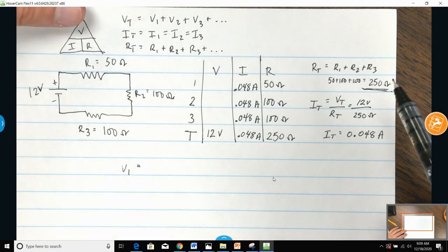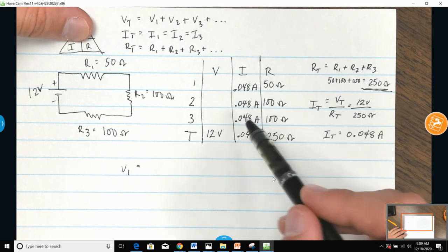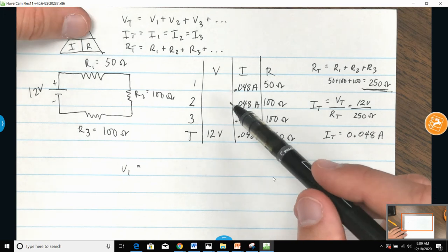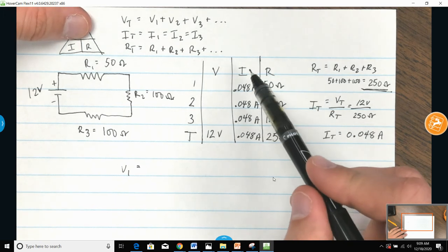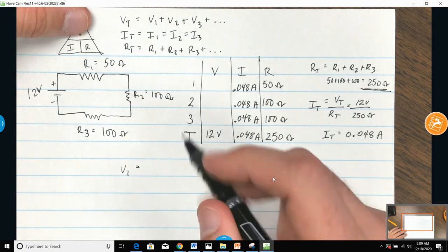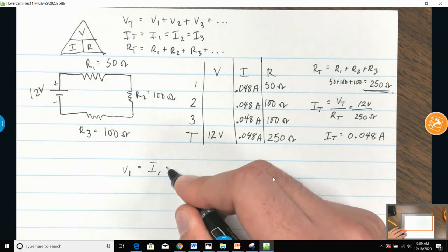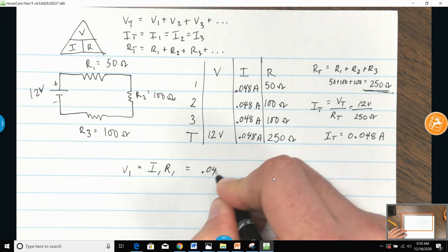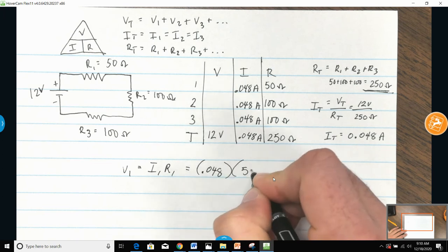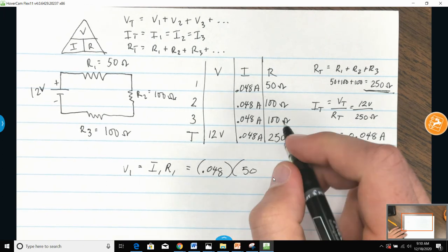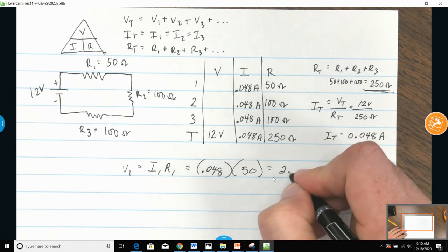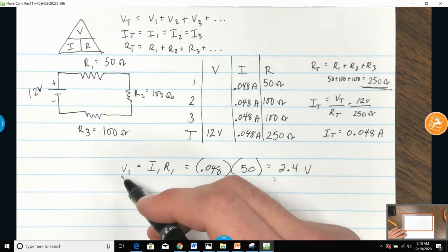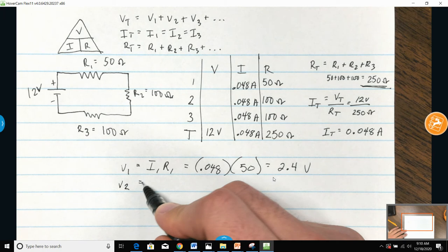So, guys, very simply, once you have 2 of the 3 variables, you can use Ohm's law to find the third. To find V, if you cover up V in the triangle, what is it? I times R, right? But we have to use I1 and R1. So V1 is going to equal I1 times R1. We're going to do 0.048 times 50. This comes out to be 2.4 volts.